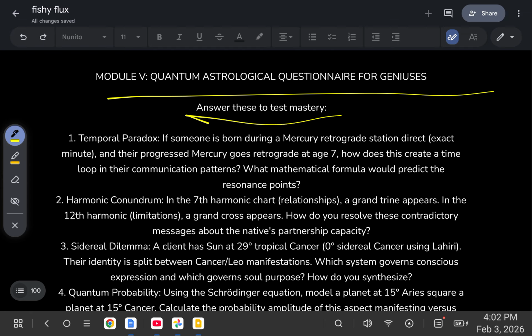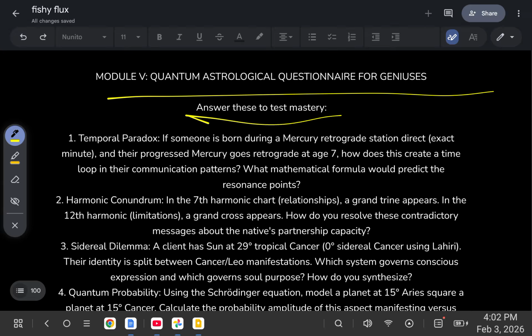Okay. My second question is about a harmonic conundrum. In the 7th harmonic chart of relationships, a grand trine appears. In the 12th harmonic of limitations, a grand cross appears. How do you resolve these contradictory messages about the native's partnership capacity?